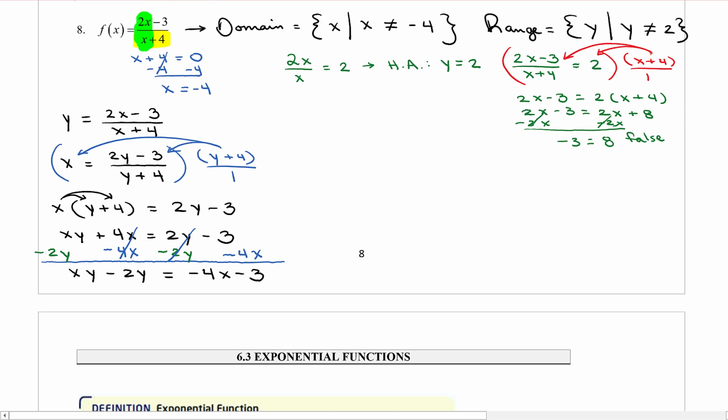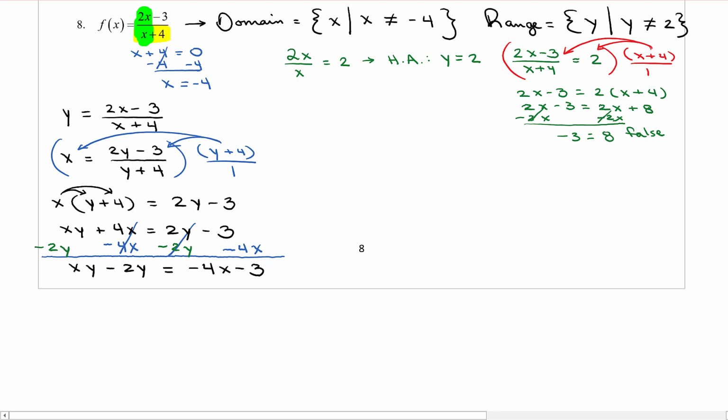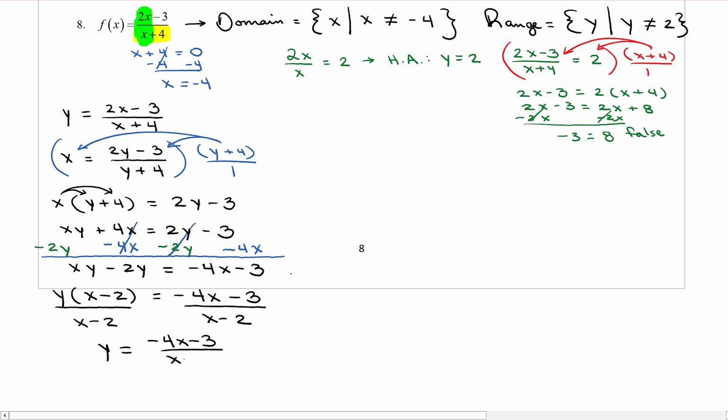Let's factor out a y, but I'm going to need some more space. How about I insert some more space in here first? Now let's factor out a y. So y times the quantity x minus 2 is equal to negative 4x minus 3. Divide both sides by x minus 2. And now I'm left with y is equal to negative 4x minus 3 over x minus 2.